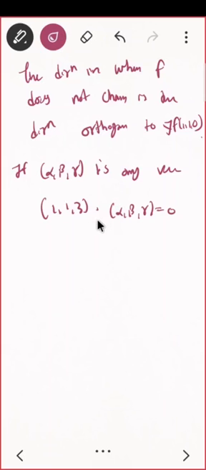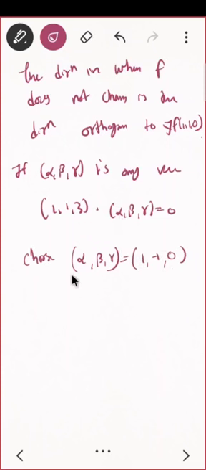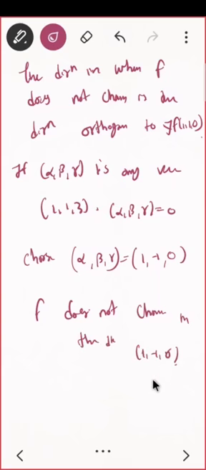You may take an example. Choose alpha as 1 and gamma as 0, so beta is -1. So (1,-1,0) is the direction in which it does not change. There are infinitely many such directions, but I can take this one. So f does not change in the direction (1,-1,0). That's it.